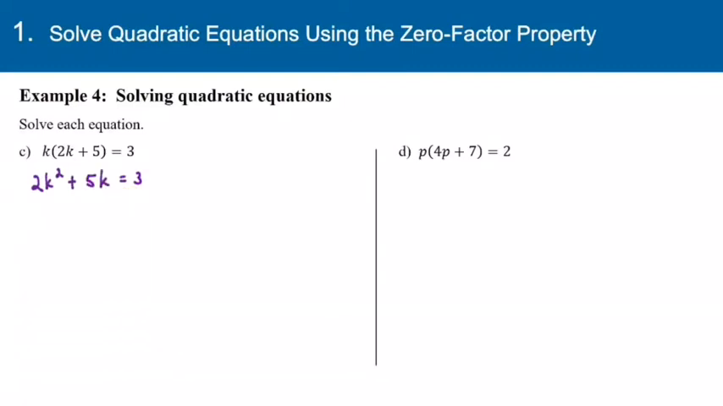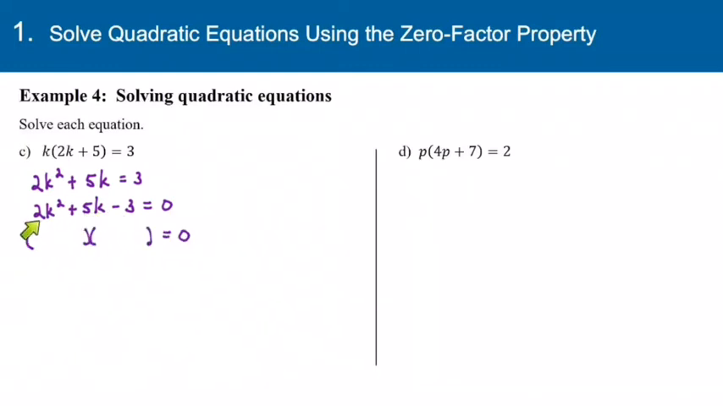Now subtract 3 from both sides. And you'll have 2k squared plus 5k minus 3 equals 0. This is a trinomial. And when we factor it, it's going to make two binomials. And that factoring is going to be equal to 0. And that's what's going to let us move forward and find the solutions. So we'll be reversing the FOIL process on this trinomial.